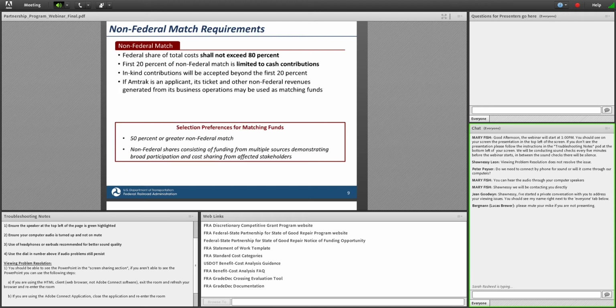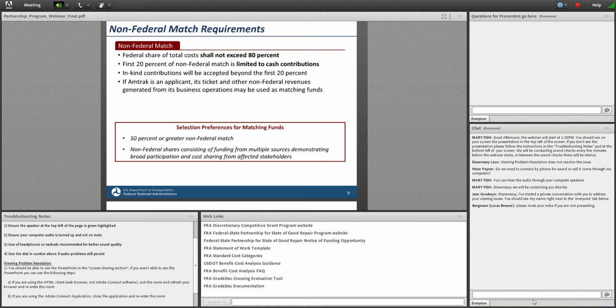There are non-federal matching requirements in this program. The statutory requirement is that the federal share of costs cannot exceed 80% of the total project cost. FRA is also limiting the first 20% of non-federal match, the statutorily required non-federal match, to cash contributions only. We then will accept in-kind contributions as well as additional cash for any contributions beyond that first 20%.